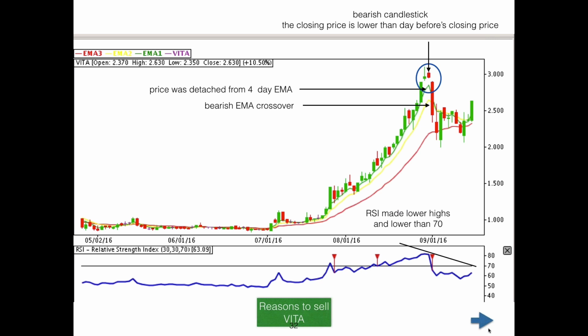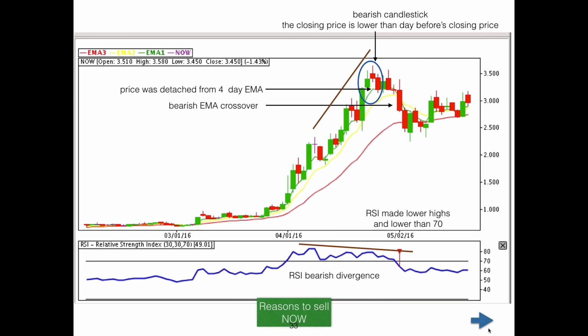There was a detachment in price. Price was detached from the green line. The price was detached from EMA4, showing disequilibrium. Now, corporation was also in a parabolic state previously until it started to show bearish signals that warned of a drop in prices.